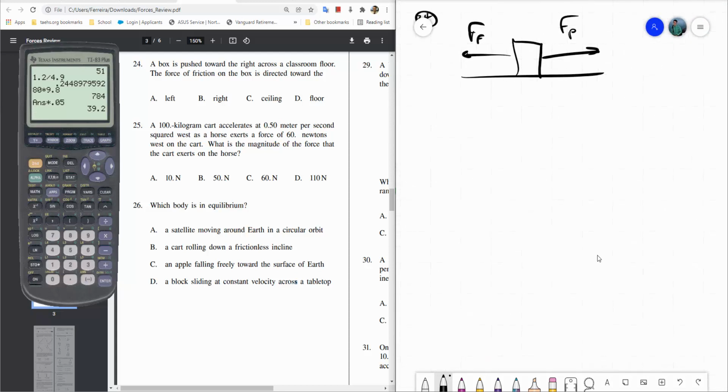25. A 100 kilogram cart accelerates 0.05 meters per second squared west as a horse exerts a force of 60 newtons west on the cart. What's the magnitude of the force the cart exerts on the horse? So if you push with 60 newtons, the thing is going to push back with 60 newtons. The horse exerts 60 on the cart. The cart exerts the same on the horse, 60 newtons. The answer is C, because of Newton's third law.